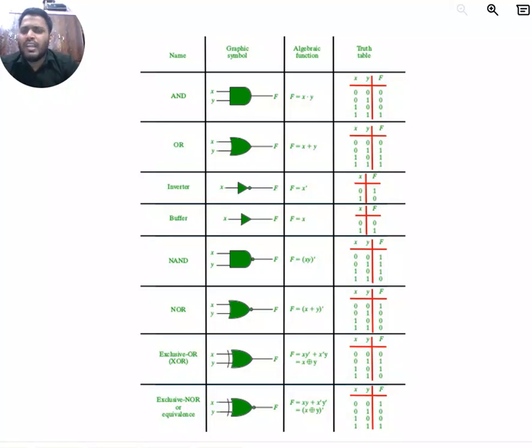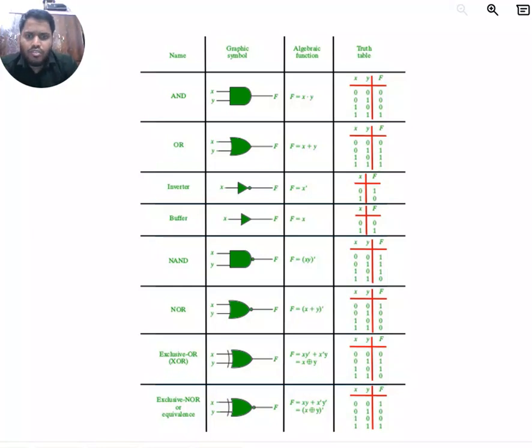The inverter basically flips the input. So at the input if you have 0, it will give you 1 as output. At the input if you have 1, it will give 0 as output. So that is the inverter. A buffer is nothing but it is usually used to pass the signal. If you have 0 as the input, it will pass 0. If you have 1 at the input, it will pass 1.